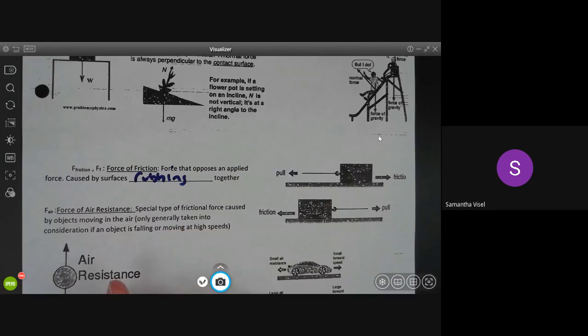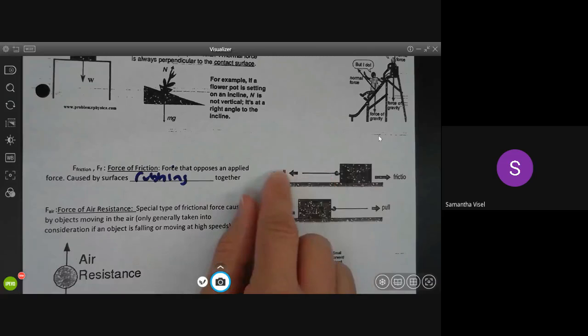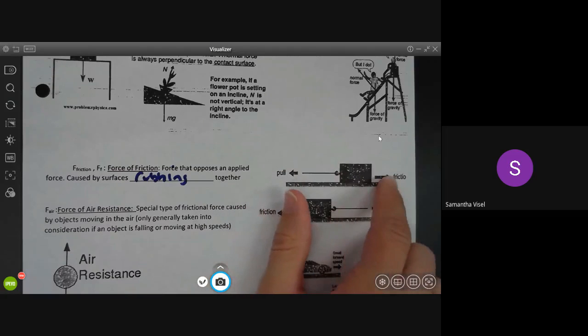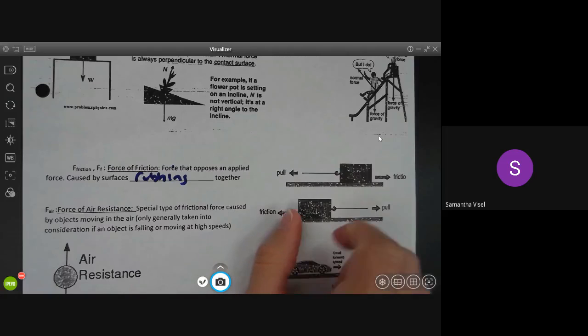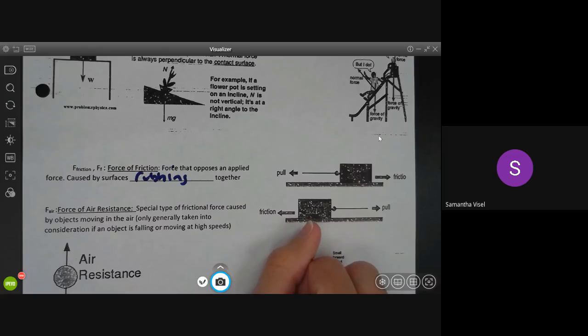So this is caused by any surfaces rubbing together. Anytime you have an applied force, there's always going to be a force of friction going against it. So any push or any pull will always have a friction force as the reaction pair going in the opposite direction of that applied force.